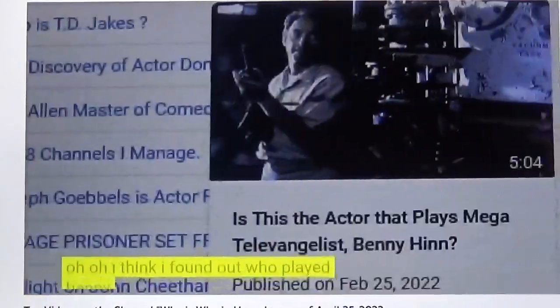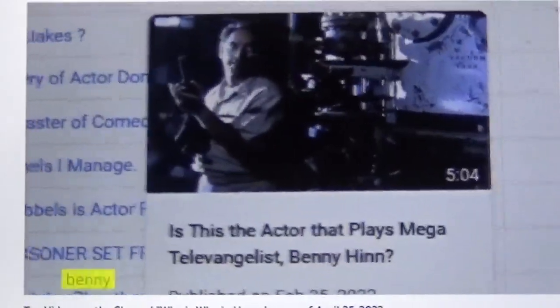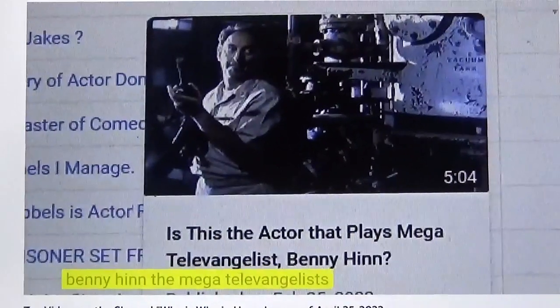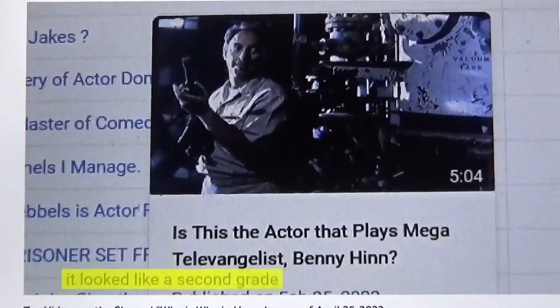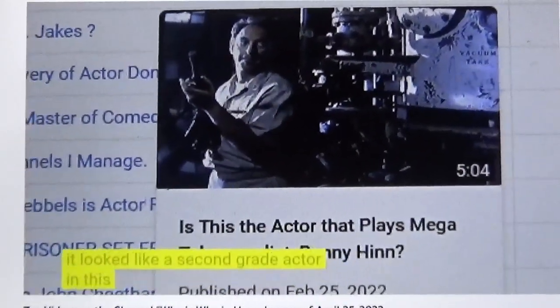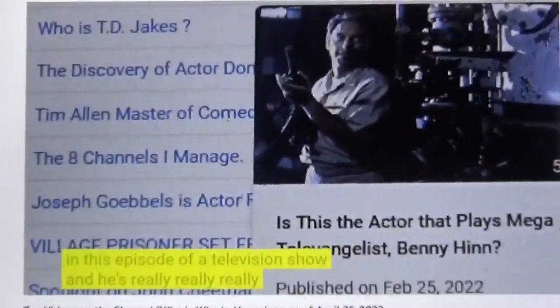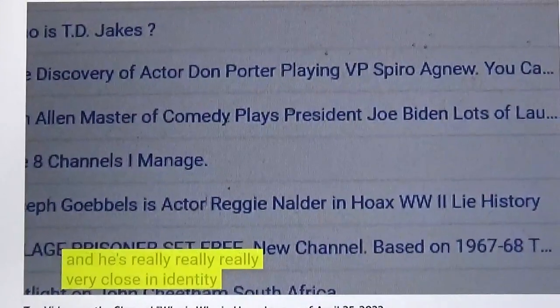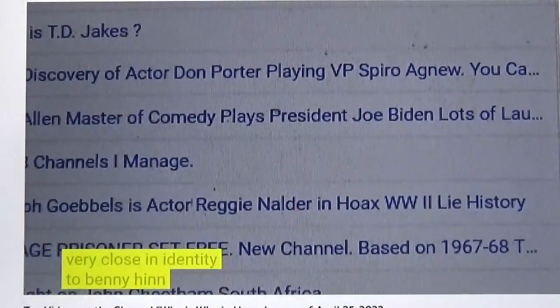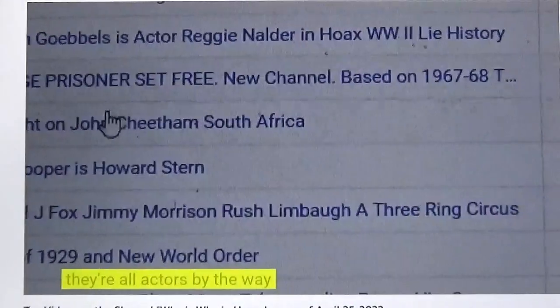I think I found out who played Benny Hinn, the mega televangelist. It looked like a second-grade actor in this episode of a television show, and he's really very close in identity to Benny Hinn. They're all actors, by the way.